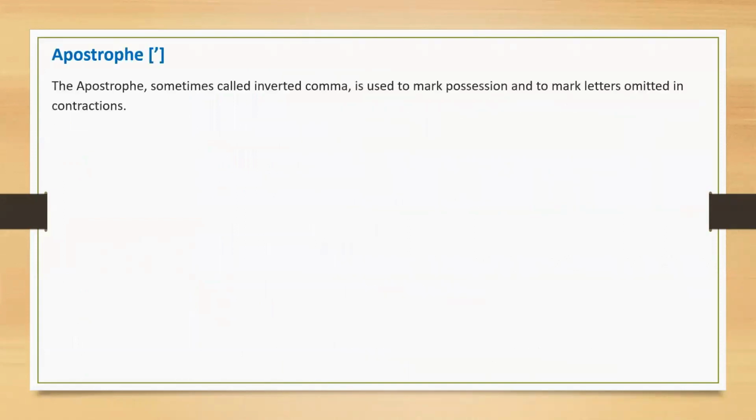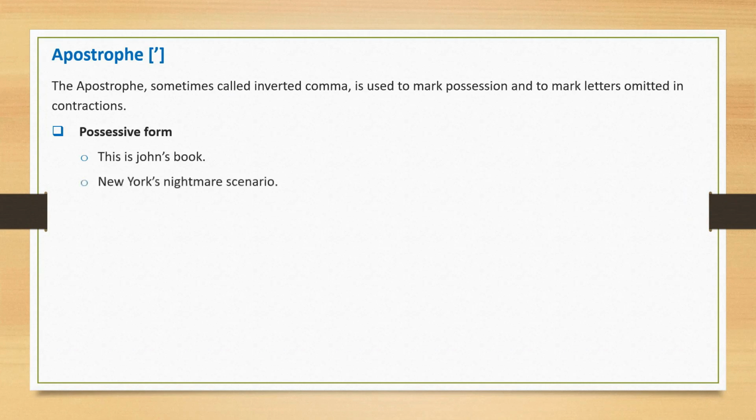Apostrophe. The apostrophe, sometimes called inverted comma, is used to mark position and to mark letters omitted in contractions. In possessive form, apostrophe is applied. For example, this is John's book, New York's nightmare scenario.